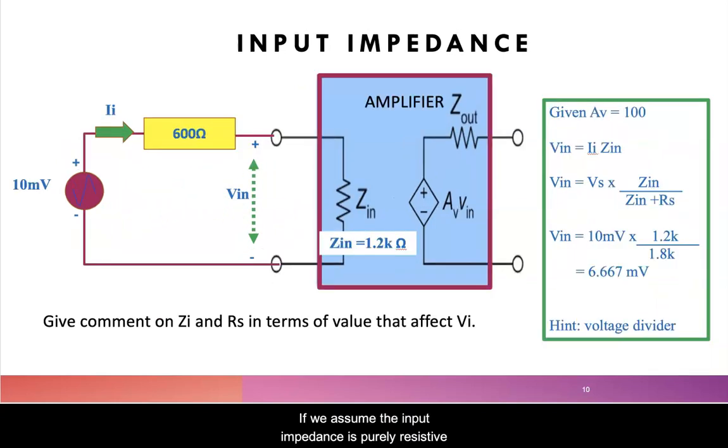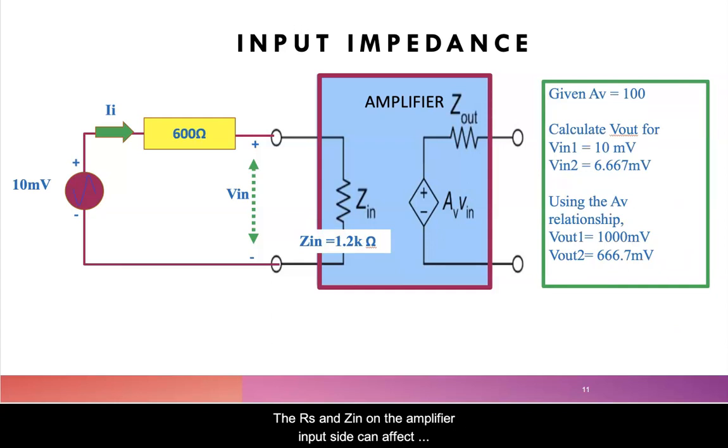If we assume the input impedance is purely resistive, the input voltage of the amplifier V-in is equal to Vs multiplied by Z-in over Z-in plus Rs. This is using the voltage divider. In this example, the value of V-in is equal to 6.667 mV. Therefore, the input voltage to the amplifier must be lower than the rated value of the source. The Rs and Z-in on the amplifier input side can affect the input to an amplifier.